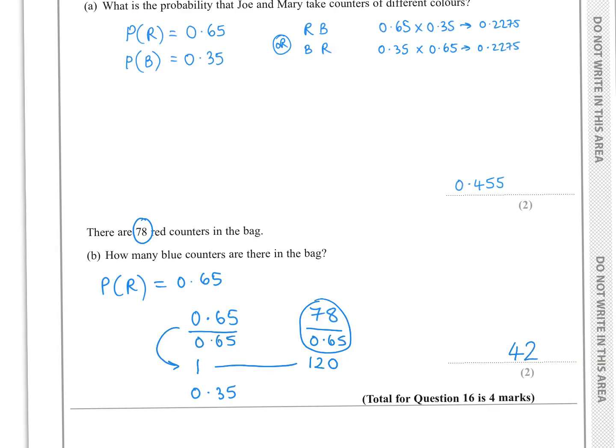But if that doesn't help you, don't worry. We can just get to 0.35 by timesing the 1 by 0.35 and doing the same to this side. So as long as we do the same to both sides, we can get the proportion correct. And 120 times 0.35, well, lo and behold, that is 42, which is what we wanted anyway. So there's a few ways of doing that, but that's just a couple of ways for you. I'm sure you may have your own way of doing it.